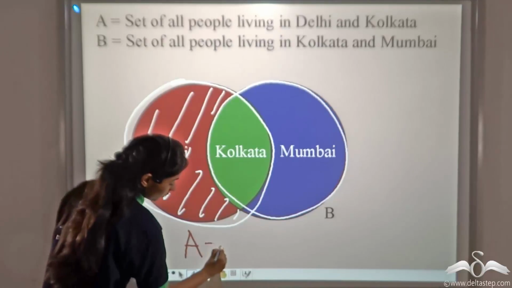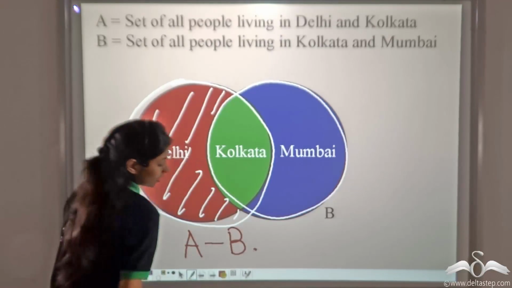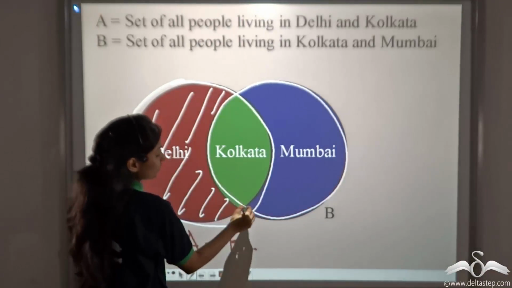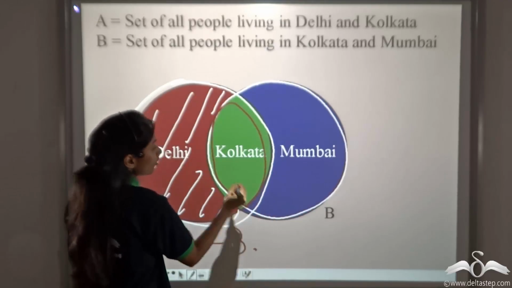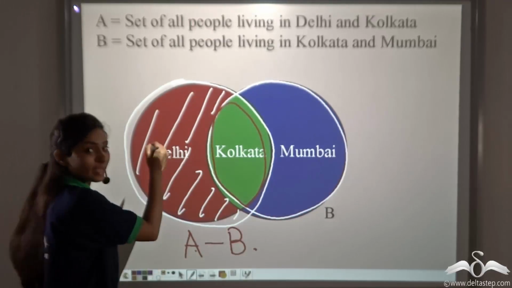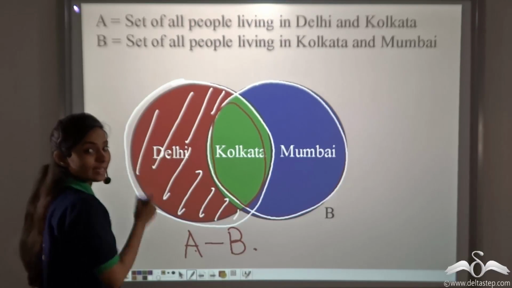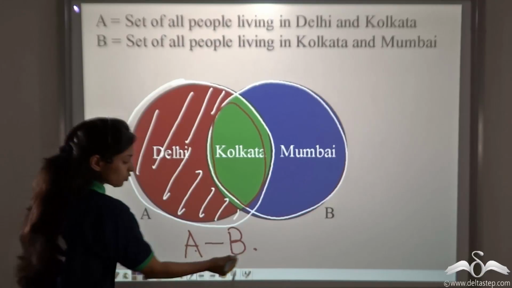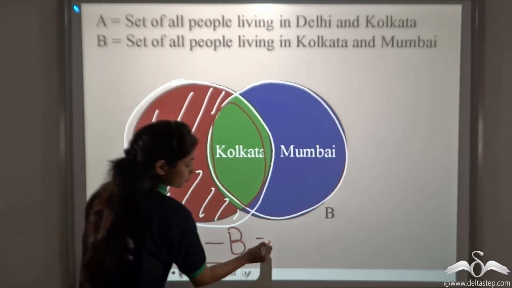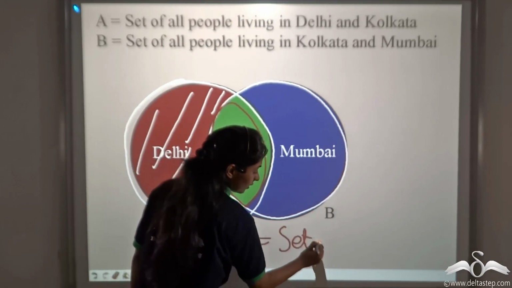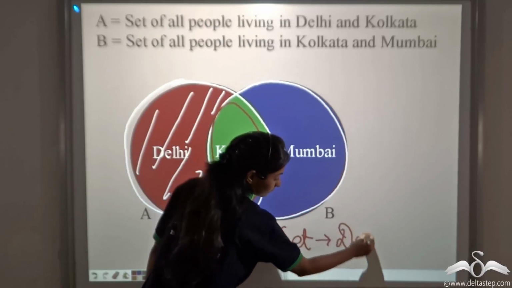So how will we get this part? A minus B will give us the answer. So if we subtract the set of people living in Kolkata from the set of people living in Delhi and Kolkata, it will give us only the set of people who live in Delhi. That is what we wanted. So we'll take out A minus B, which will give us the set of people living in Delhi only.